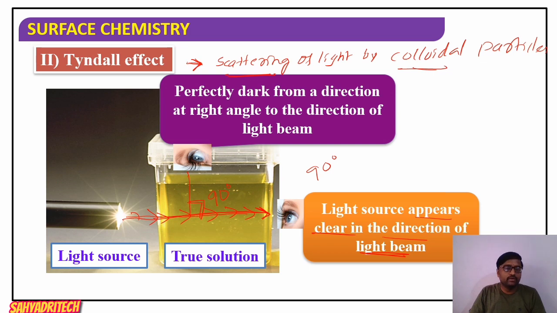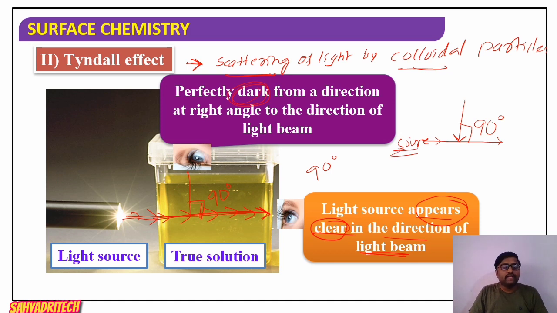How does it appear if you look from the top side, or at a right angle to the direction of the light beam? Now we are observing from the top, a top view. What is the angle here? 90 degrees. Therefore I said it is perfectly dark from a direction at a right angle to the direction of the light beam. If you observe along the path, in the direction of the light beam, it appears clear, but it appears dark if you observe at right angles to the direction of the light beam.